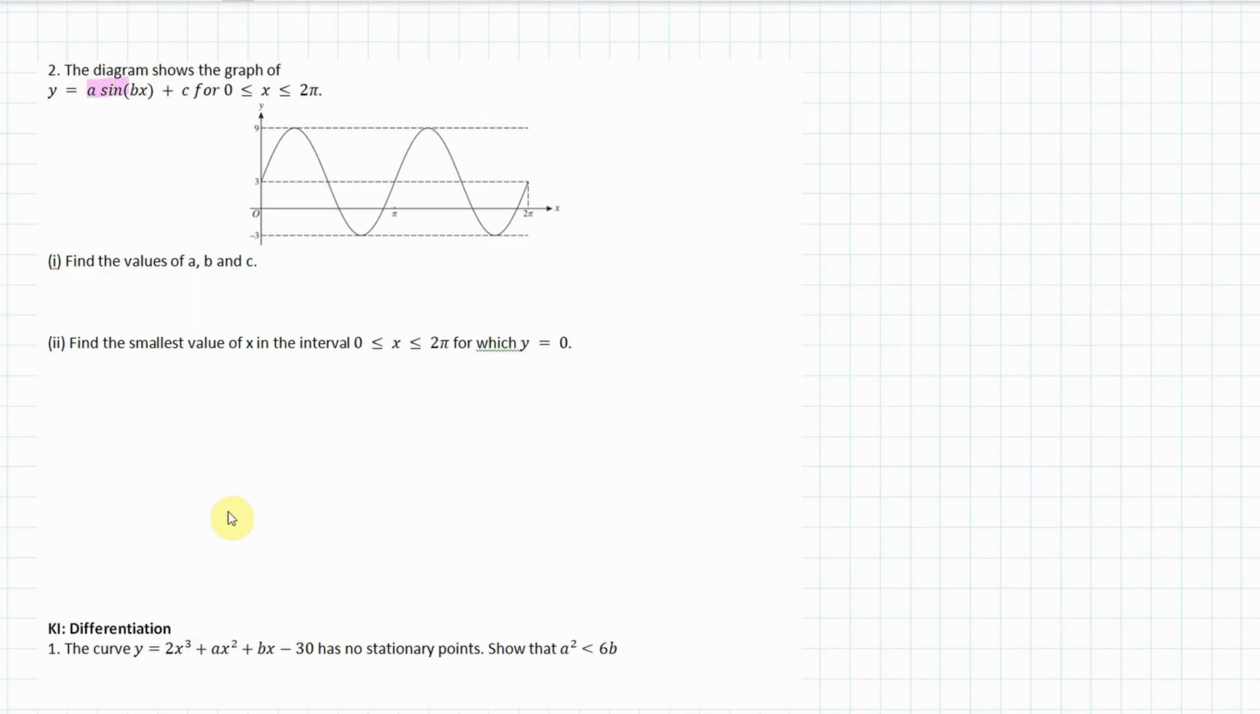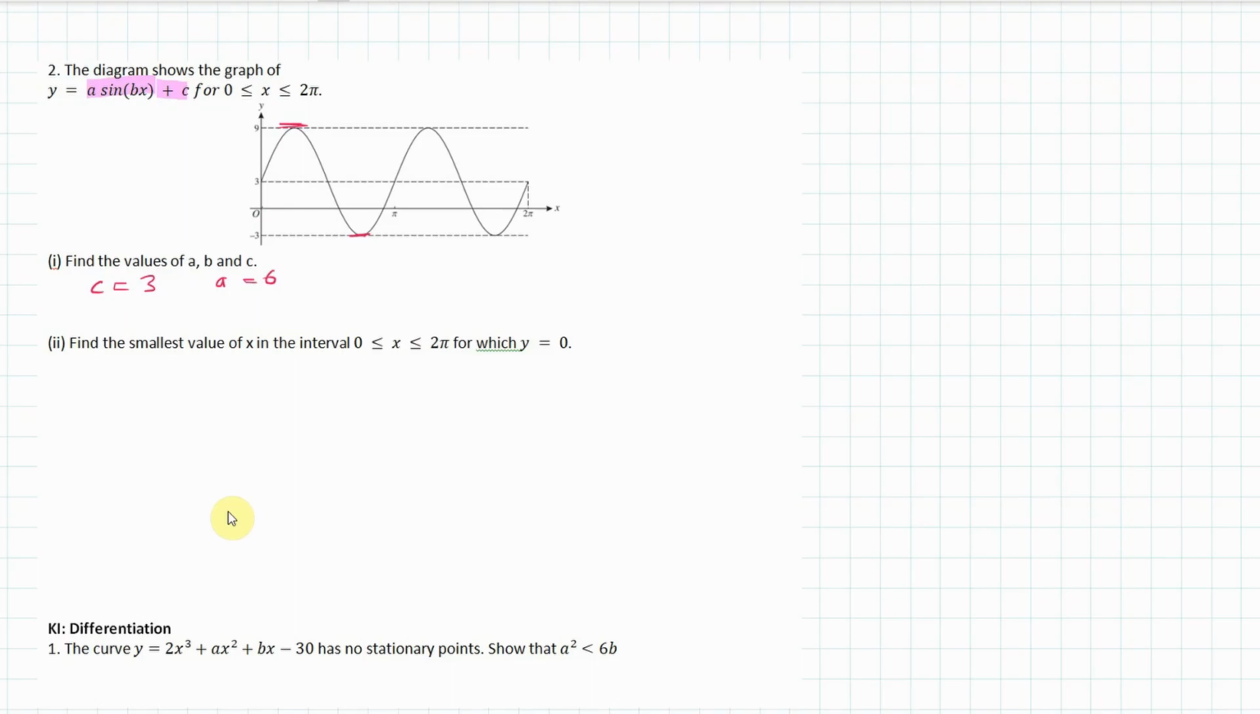Now, next one, we have a graph, and we've got to find the values of a, b, and c, given we've got a sine bx plus c. So first of all, I think we can say that c is equal to 3, because we've lifted the whole thing up from 0 to 3. And we can also look at a. Now a is the vertical stretch, isn't it? So you see we go from 9 all the way down to minus 3, which is 12, isn't it? It's equal to 12. So we can say, therefore, a is equal to 6.